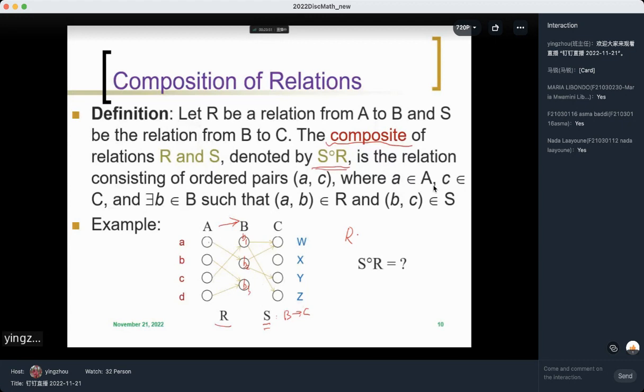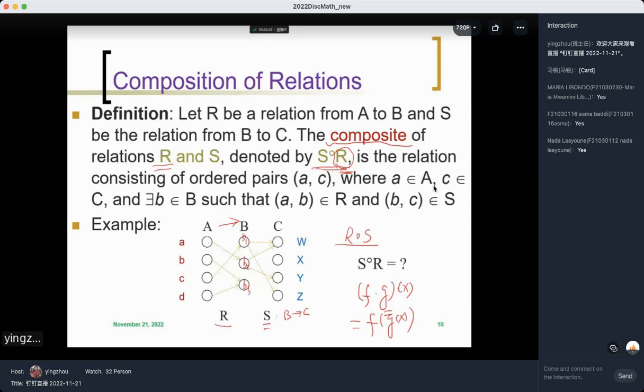We do not write RS, we just write it here. That means the composite of the relation R and S: for the first, R, we write it on the right, because we work from right to left. If you remember the composite function f and g, to understand it, we first compute g(x) and then f(x).